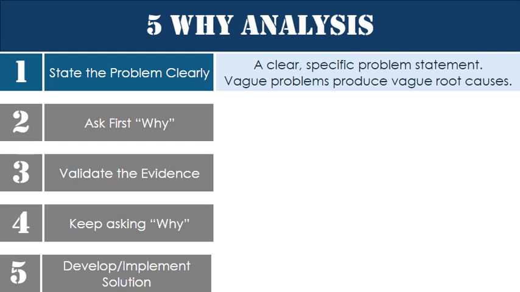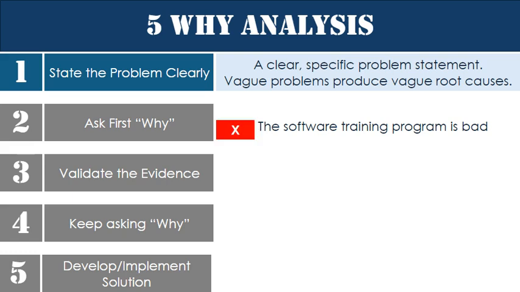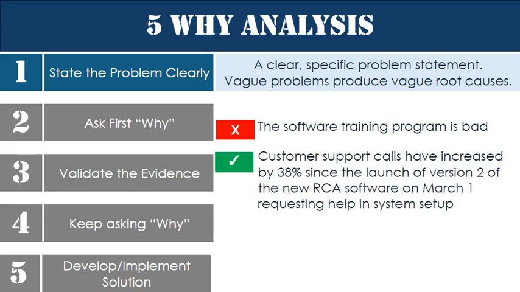Here is another example. "The software training program is bad." What do you think? Does this provide sufficient information to start analyzing the process? Obviously no. A better version would be "Customer support calls have increased by 38% since the launch of version 2 of the new RCA software on March 1st, requesting help in system setup." Here the reason the team has been assembled can be understood, so they can focus on addressing the true problem.